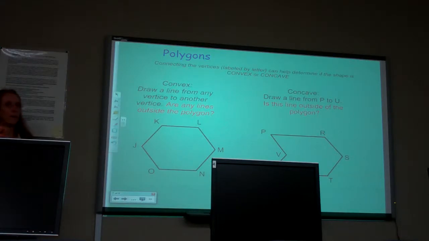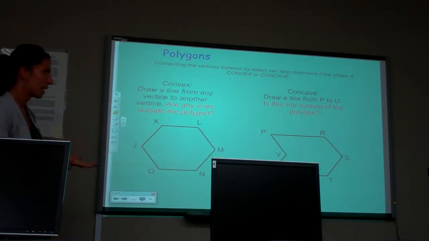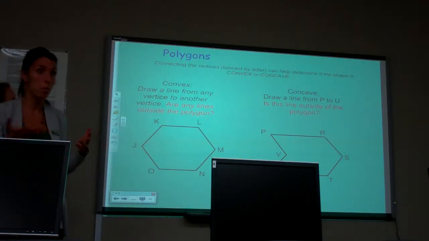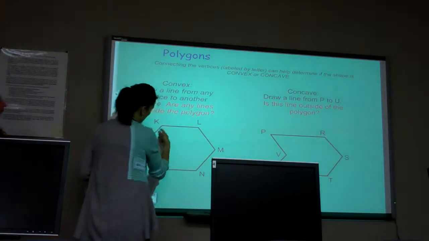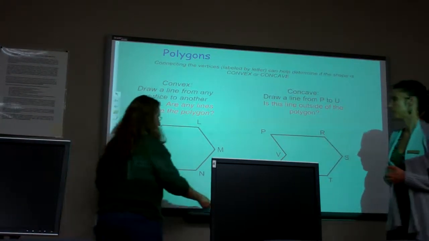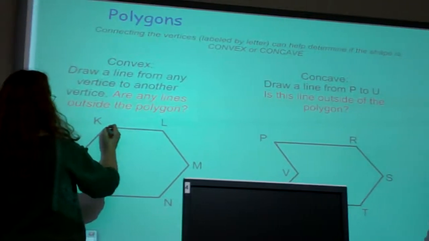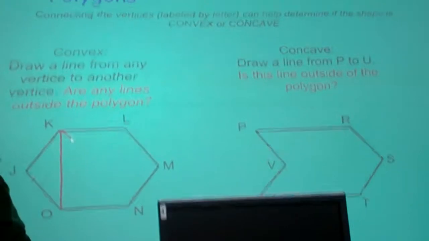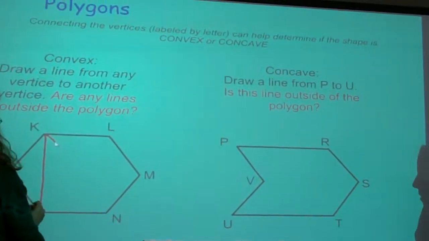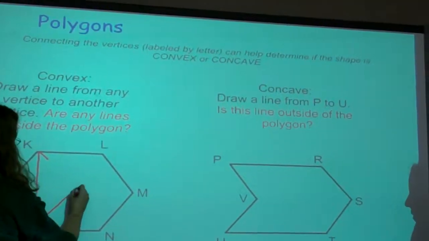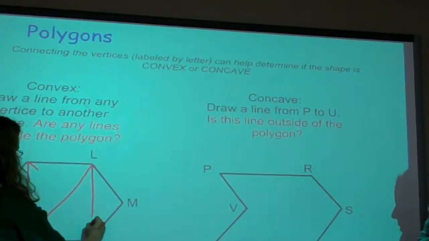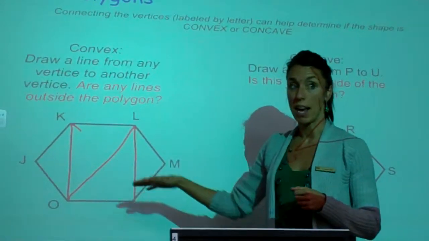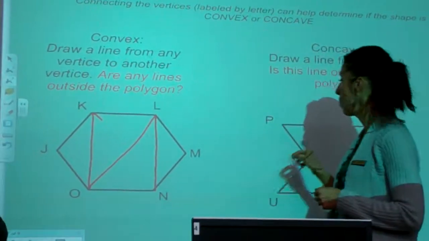So we'll do this really quickly, but convex and concave. Here's an easy way to look at convex and concave, which are more advanced words. I want you to draw a line from K to O. Straight line, connecting the vertices, connecting the points. Connect any points. Is there any way to draw a line from one vertex to the next and be outside of the polygon? No.